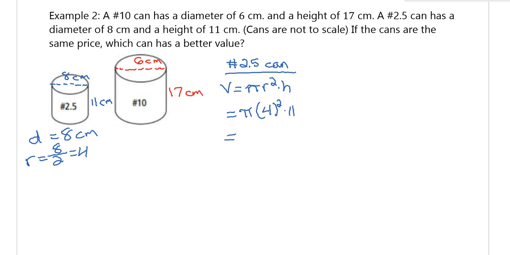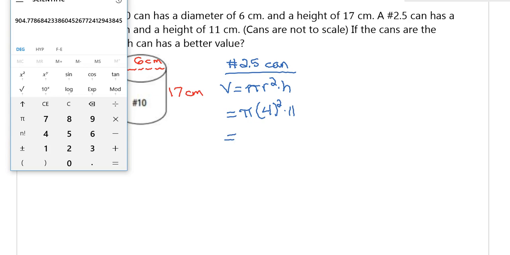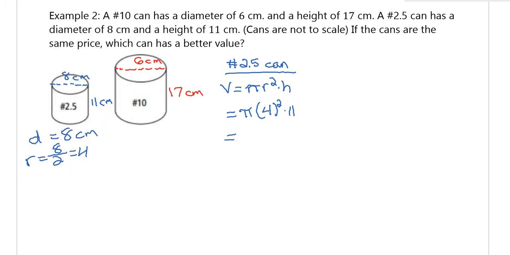Okay. So pi times 4 squared times 11. I get 106. Sorry, that was 176. Forgot my number. 176 pi centimeters cubed. Okay, now let's see what the number 10 can is.